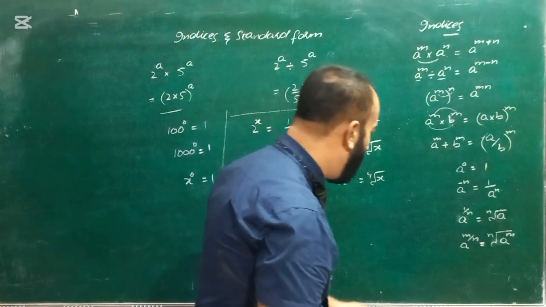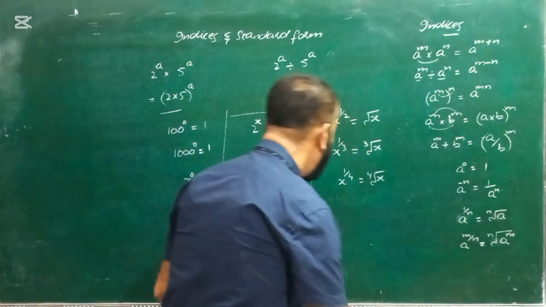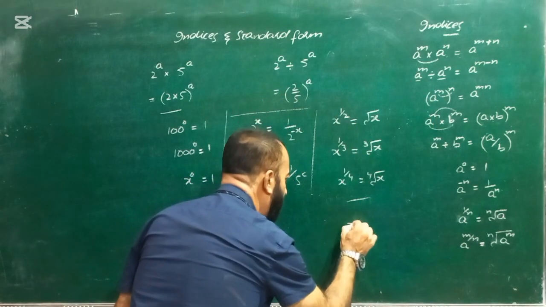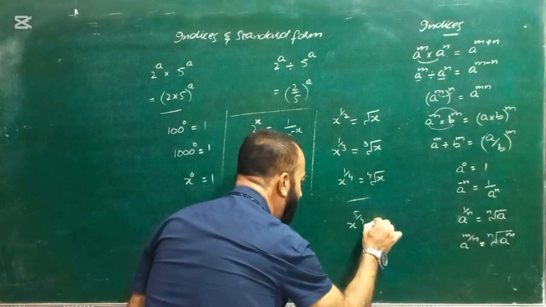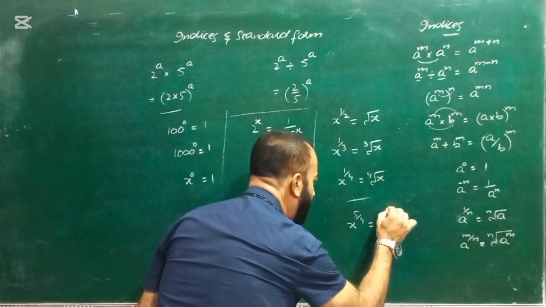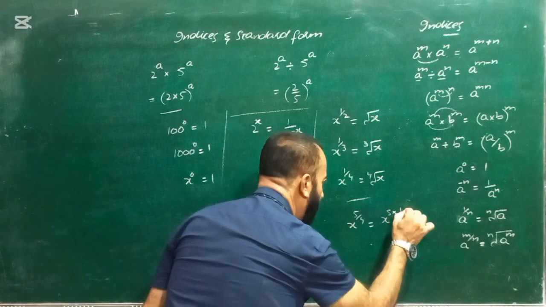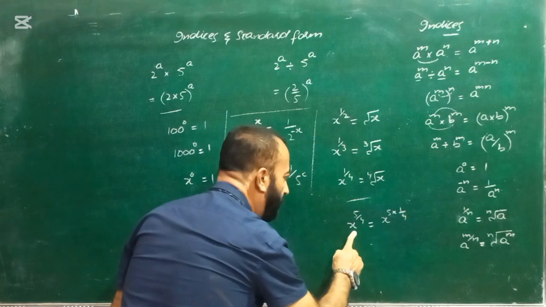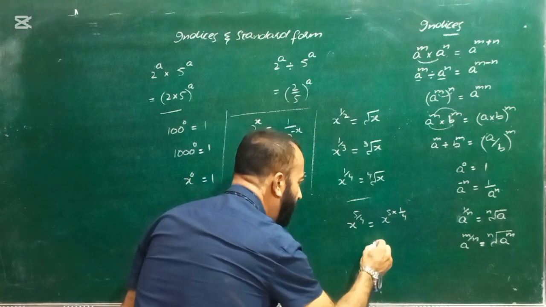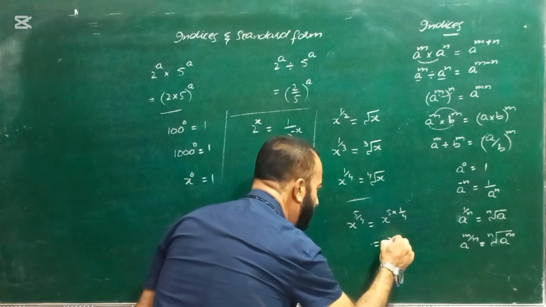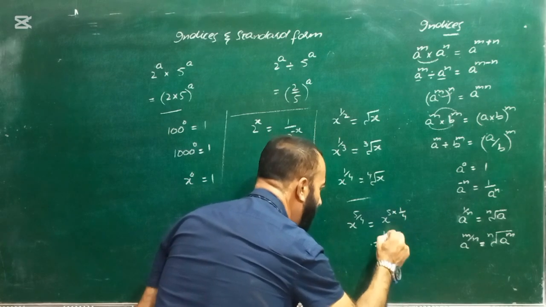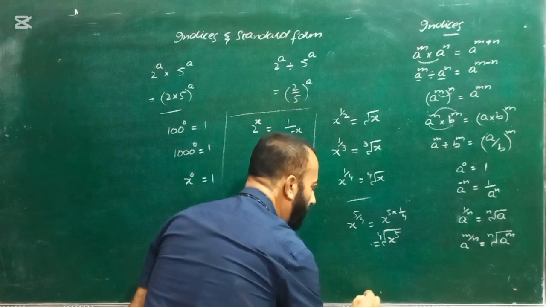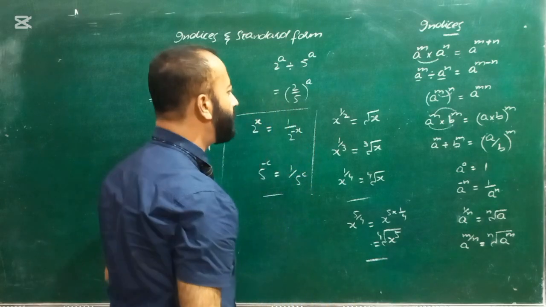Okay, the next rule is, for example, if it is given x raised to the power 5 by 4, this can be written as x raised to the power 5 multiplied by 1 by 4. So this is the alternate form of writing this value. So x raised to the power 5 will be written as it is, and this 1 by 4 is actually making the 4th root. So this is the answer.